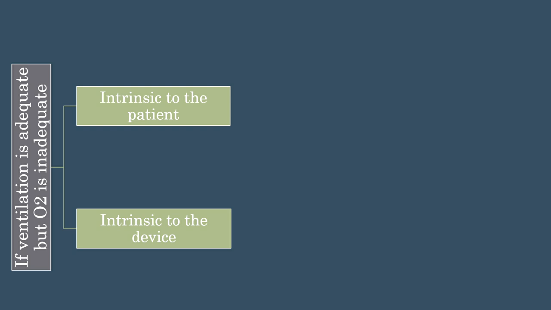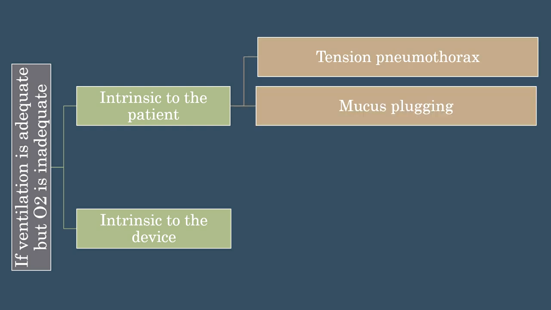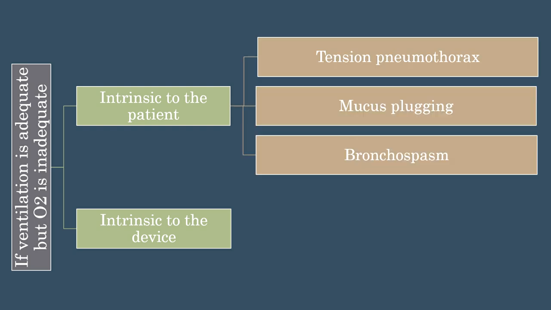When we're thinking about problems that could be intrinsic to the patient, we want to assess our patient for tension pneumothorax, mucus plugging, or bronchospasm. One of the disadvantages of a supraglottic device is it doesn't have as high a leak pressure as you have with an ET tube. Patients with bronchospasm, such as in the case of asthma or COPD, may have lower leak pressures, meaning these devices won't seal or provide as high pressure. So these patients are going to need to be treated for their bronchospasm.